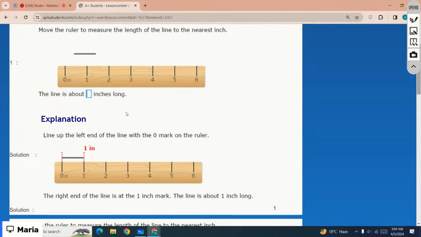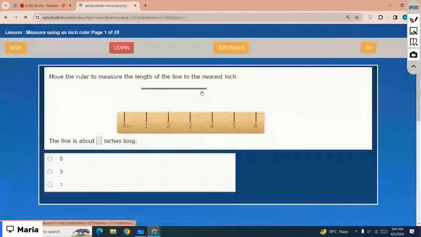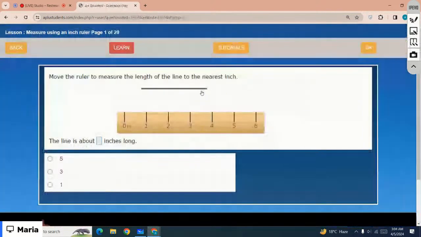Let's just start with the practice questions. You are given the lines, you need to measure those lines. So you can do the practice questions. You just make different lengths of lines. Use your ruler, place the ruler, line up and measure the lines. So move the ruler to measure the line.